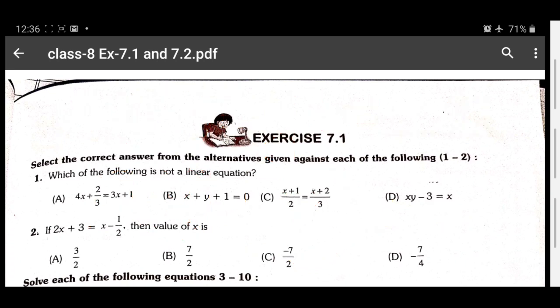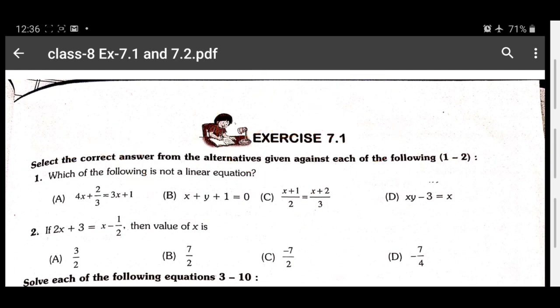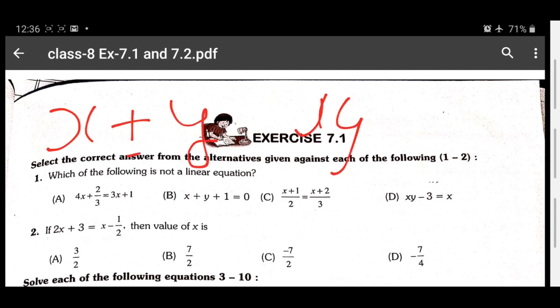If they come together like that, x dot y, that means x multiply y. So it is not a linear equation in one variable, because when you put the value of y after solving, it becomes a quadratic equation. So in short, you have to learn that in a linear equation in one variable or two variables, the terms are separated by plus or minus. They do not come together as a multiply.